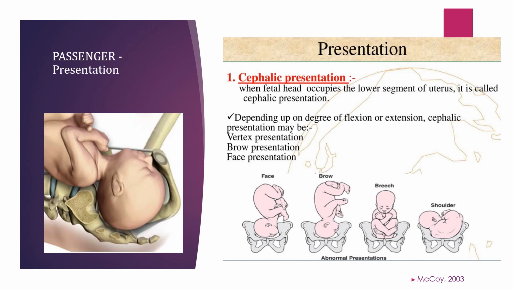It's the smallest diameter. If you go further up to the brow, it's a much larger diameter that would need to go through the pelvis. It's also difficult for the baby to be making those turns with the flexion or extension of their neck. And then face presentation is nearly impossible. It is impossible. If the baby is presenting face first, then we have to go to C-section. So those are just some variations of cephalic presentation.